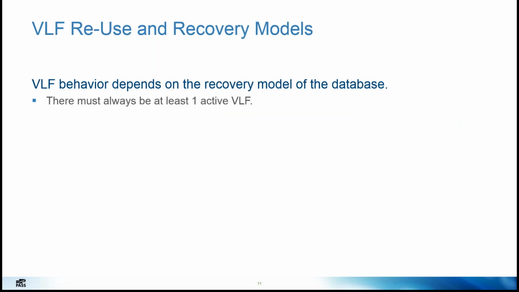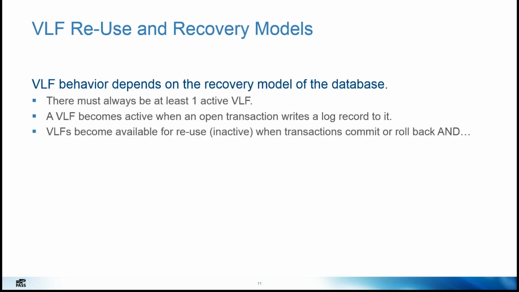So first of all, you always have to have at least one active VLF in the database log file somewhere. It's usually going to be the last VLF that was written to. Now, a VLF becomes active, or marked as active, when an open transaction writes a log record to it. That VLF is going to stay active until one of a couple things happen. First of all, the transactions within that VLF have to either commit or roll back. You can't have an open transaction in a VLF and reuse it. You won't be able to do that.